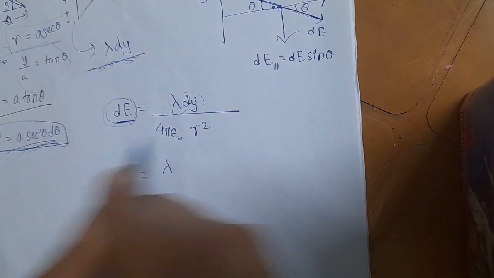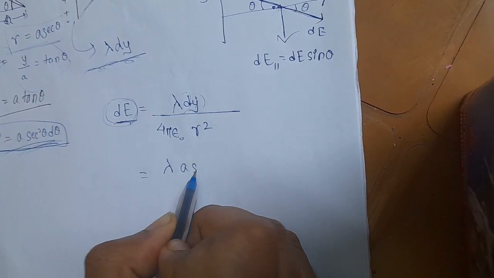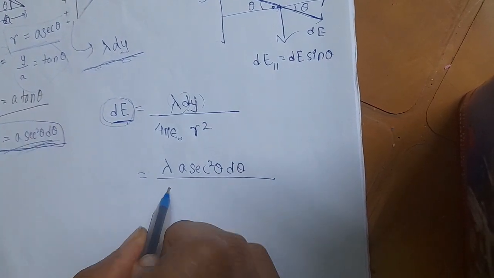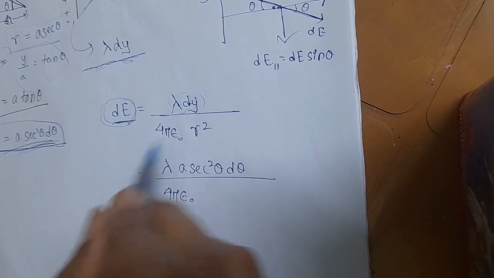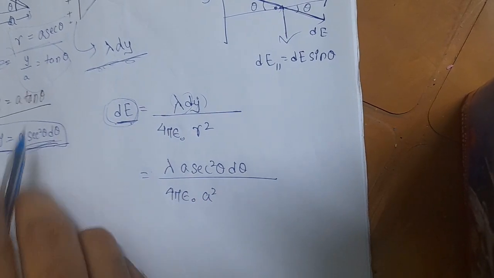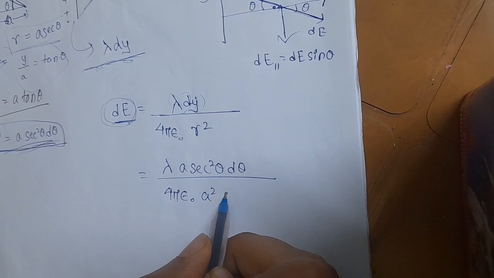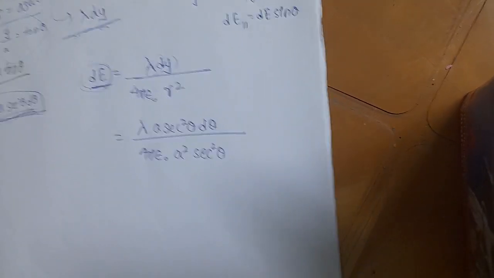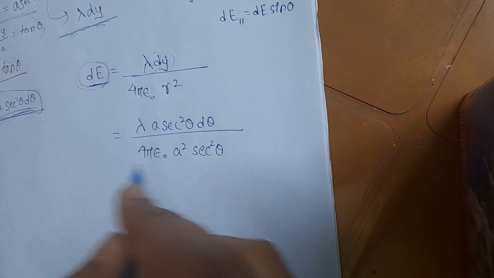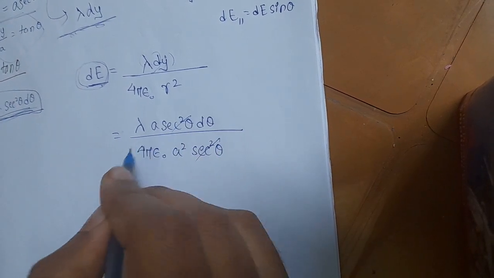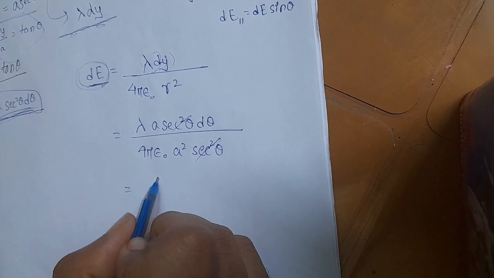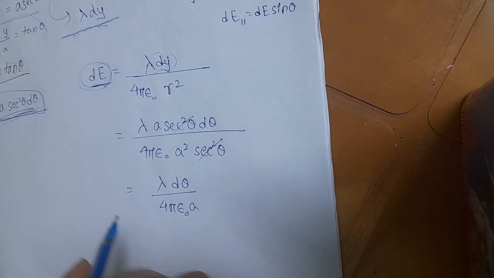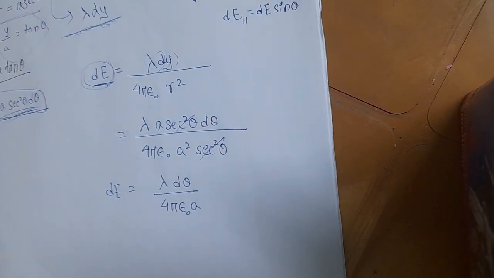To simplify it, lambda times a sec square theta d theta over 4 pi epsilon naught a squared sec square theta. Okay, now there will be some cancellations. We will now get lambda d theta over 4 pi epsilon naught a. This is the expression for dE.